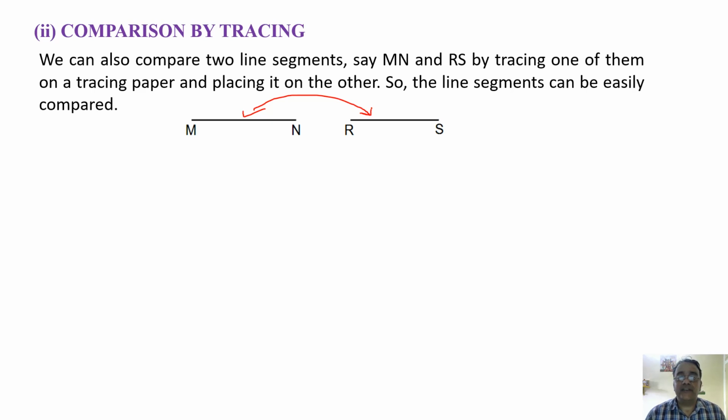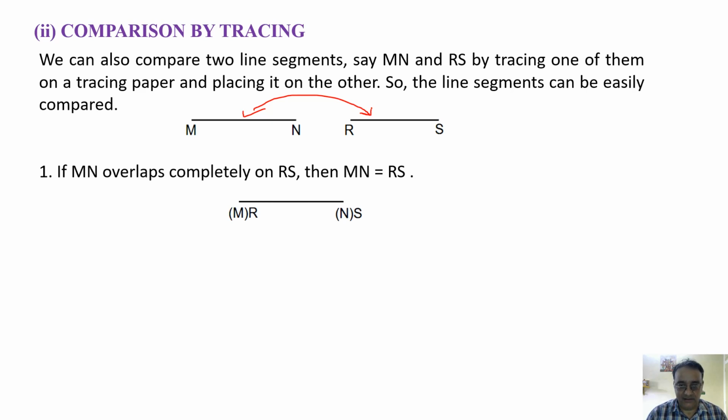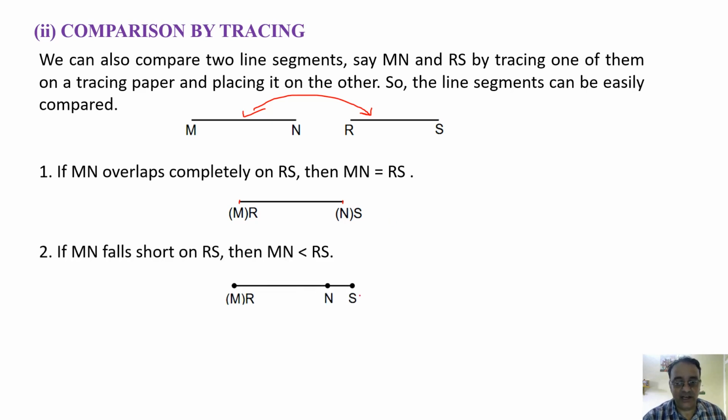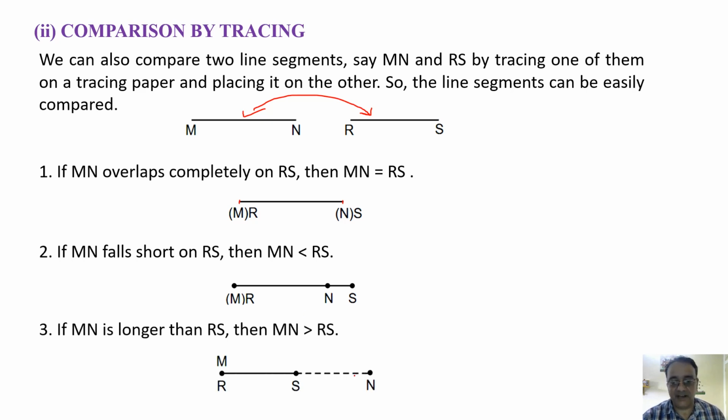Okay, अगर वो exactly coincide हो गया, if MN overlaps completely on RS, कैसे M के ऊपर R आ गया और N point के ऊपर S आ गया, so we will say MN is equal to RS. If suppose MN falls short on RS, ऐसे MN जो है RS में short हो गया, तो MN definitely छोटा होगा तभी वो short हो रहा है. So in this way we can identify that MN is less than RS. अगर MN बाहर आ गया, जैसे RS से बाहर आ गया, right?